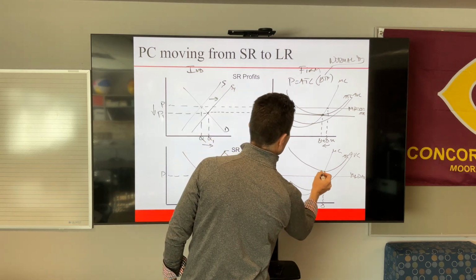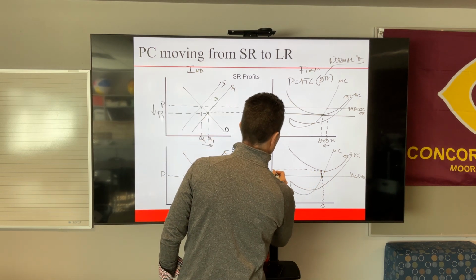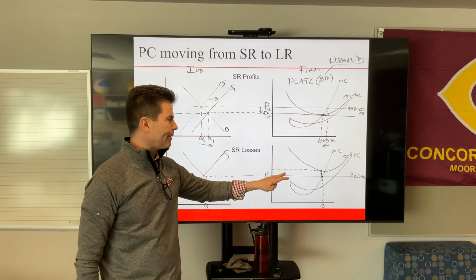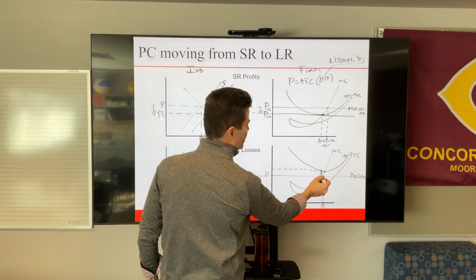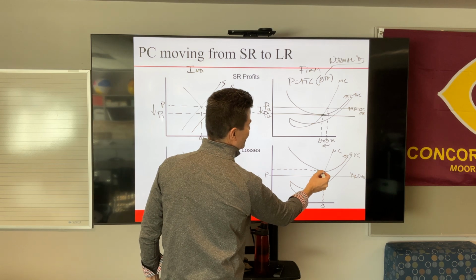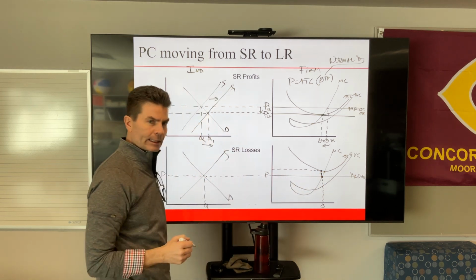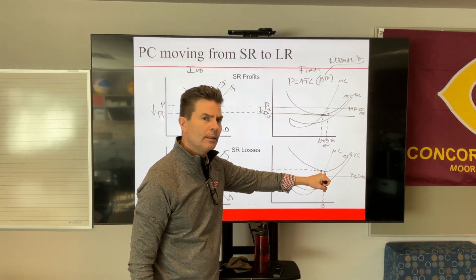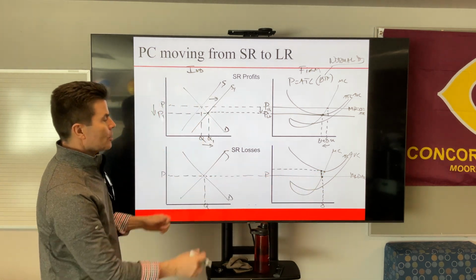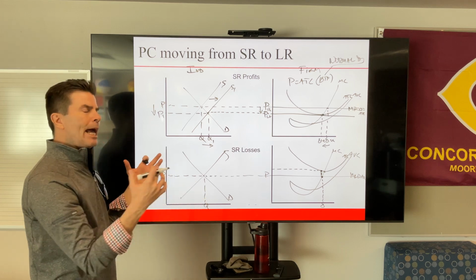And so then we would go straight over, and that whole area would be your loss. Remember, your loss is the difference between price and ATC times quantity. That's where I would shade in that whole rectangle. I don't shade that piece in, but I shade in the other area. So now all of these firms have an economic loss.